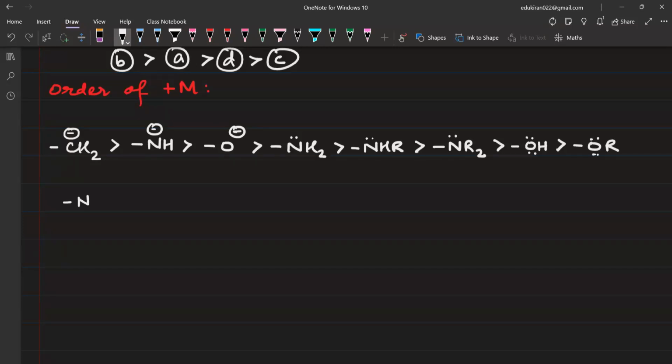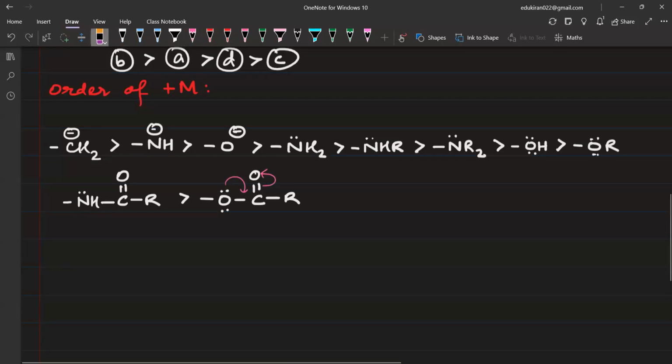After that, we will be having NH, C double bond O, and then R. Now, here the lone pair is with nitrogen atom, but this lone pair can go this way also for the resonance rather than going towards the benzene ring. That is why it is lesser than oxygen also, even though nitrogen is less electronegative than oxygen. After this, we will have the same equivalent structure of oxygen, C double bond O, and then followed by R. Here we are having two lone pair electrons. So here also it is lower than the previous cases because this electron pair can go into resonance in this particular direction also. Okay. So this is the order of plus M.